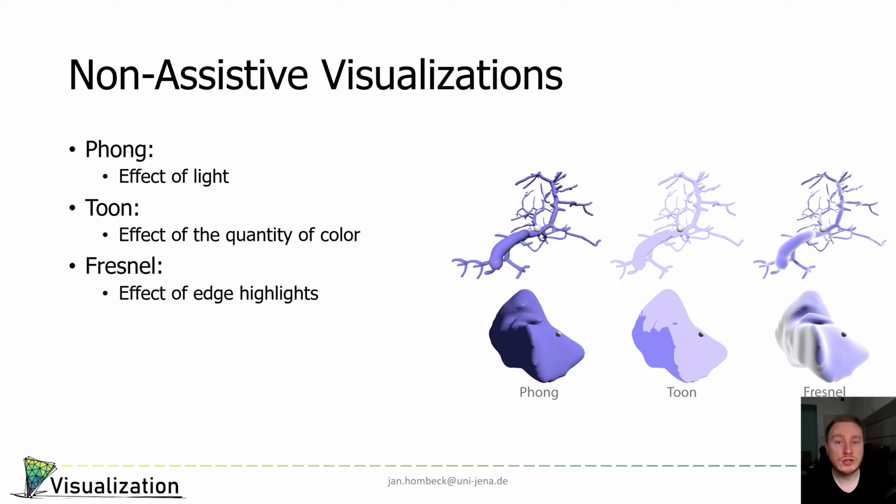For our work, we chose 3 non-assistive visualizations, which were Phong, Toon, and Fresnel. The commonly used Phong shading might provide some insights into how light sources affect the way we perceive shape and distance. While with the Toon shading, we were more interested if we can actually perceive shape and distances with a smaller amount of colors, or if we need a continuous quantity of colors. The Fresnel shading is an edge highlight shader, which might also be beneficial for shape and distance estimation.